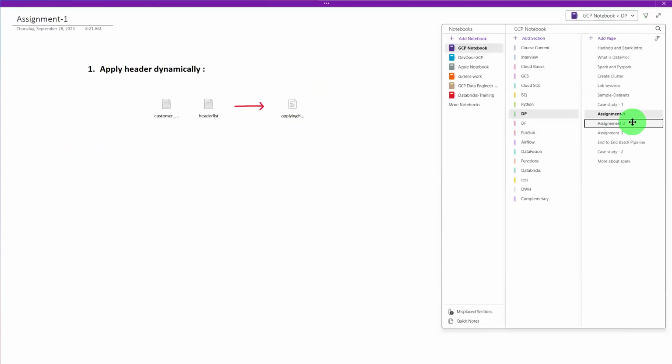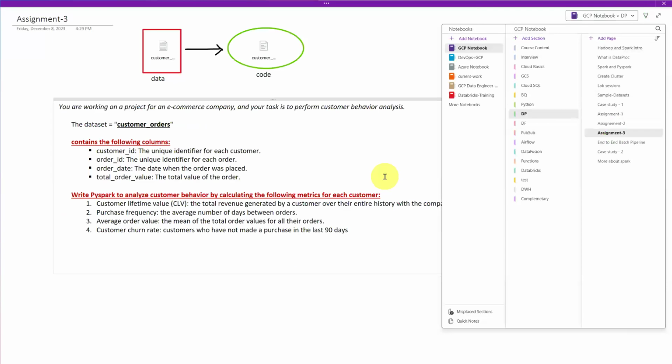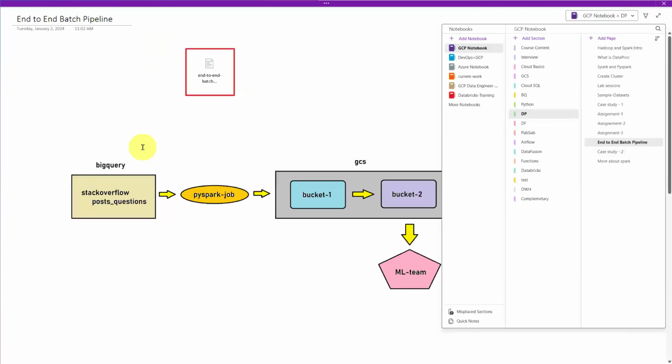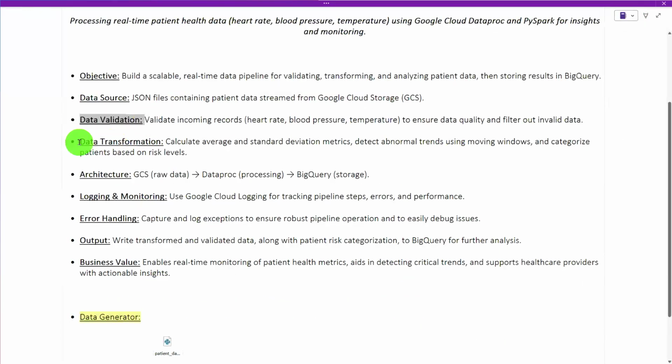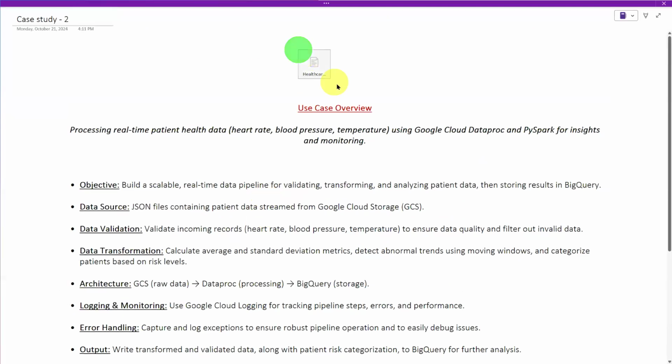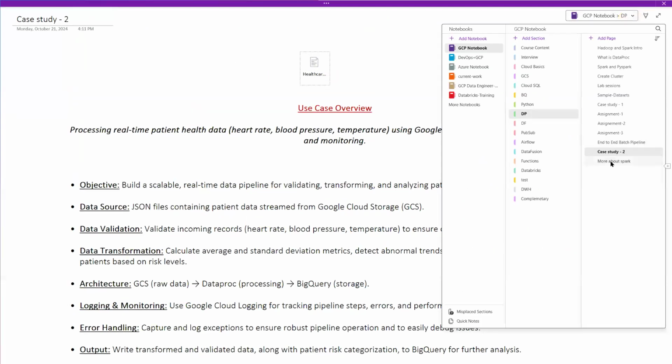Assignment, you have it. Assignment 2, assignment 3, end-to-end pipeline, end-to-end batch pipeline, and finally case study 2 again. So look here, guys. Data validation, data transformations, logging and monitoring, error handling, all of exception handling also. So all of these things we are going to put in our code; this is going to be the industry standard code we are going to see. Okay, so all the things we are going to cover here. Use cases: you already have the code available, everything is available to you.